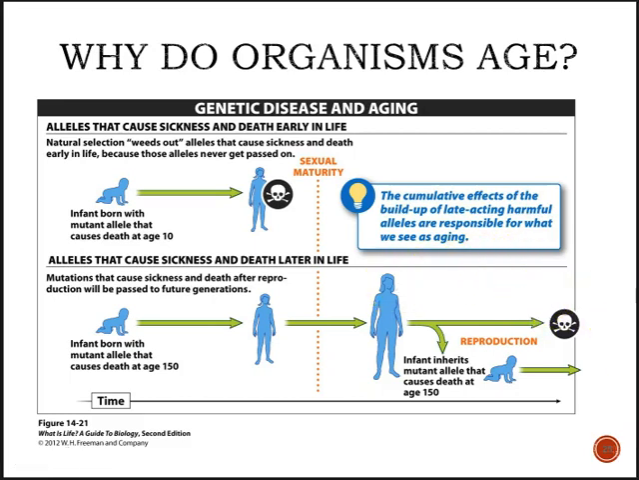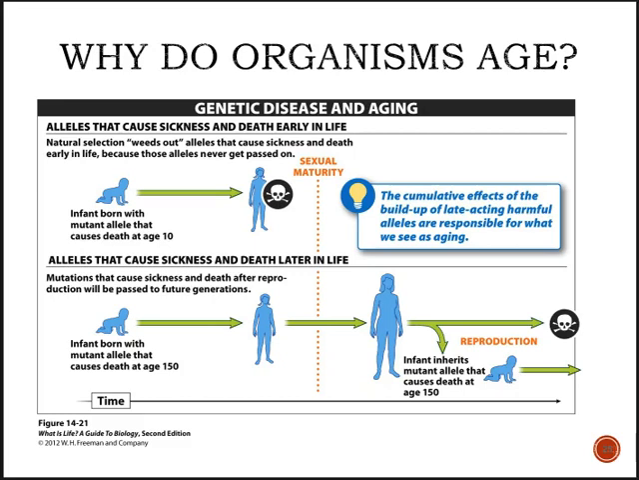I think this is really fascinating. So aging is simply the cumulative effect of the buildup of late-acting harmful alleles that we call aging. And you will pass those on to your offspring, and there's nothing that's going to stop you from passing that on to your offspring. I mean, I guess you could have a mutation that causes death at age 150, but you won't know that until after you've had your babies. So I think that's really interesting.